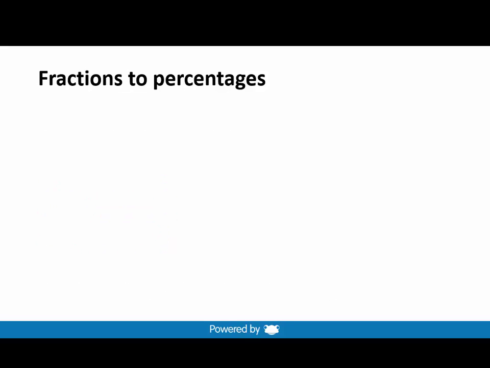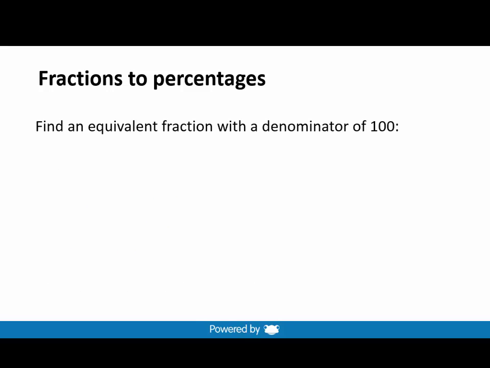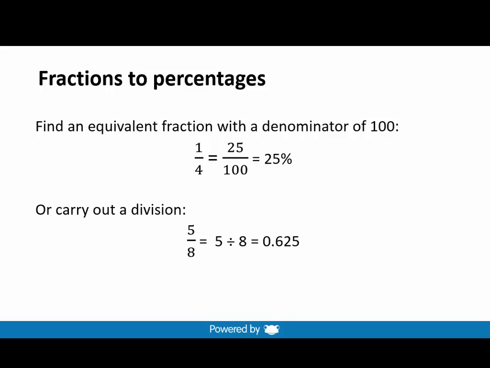Finally, let's look at converting fractions to percentages. To convert a fraction to a percentage, we need to find an equivalent fraction with the denominator of 100. So a quarter is 25 hundredths, or 25%. Or we carry out a division. So 5/8 would be 5 divided by 8, which is 0.625. Multiply that by 100, and we get 62.5%.